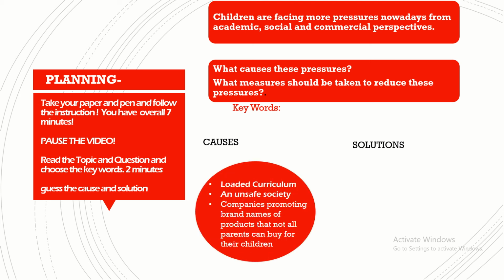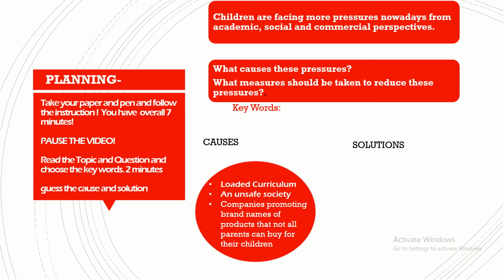Well, my causes on this topic, I mean, what causes academic, social, and commercial pressures? So, from academic side, I believe loaded curriculum. It means too much homework, maybe too many classroom activities, etc. And a second problem is social perspective. It means I have to talk about the pressure from social perspective. And here I'm going to talk about unsafe society. So I believe unsafe society causes social pressure in children. And finally, the third perspective, and this is commercial perspective.